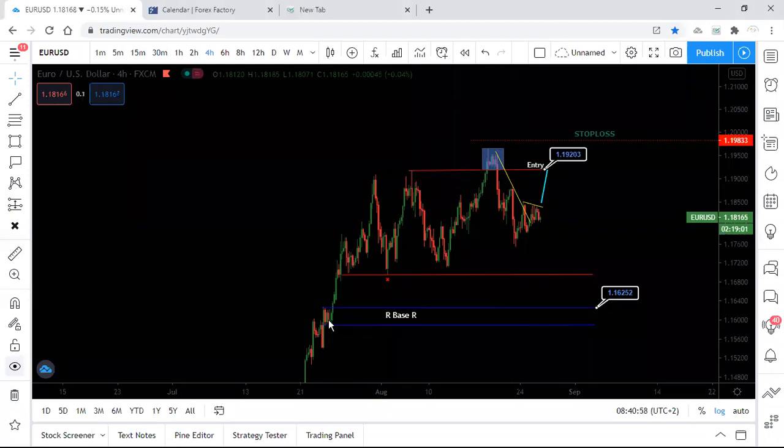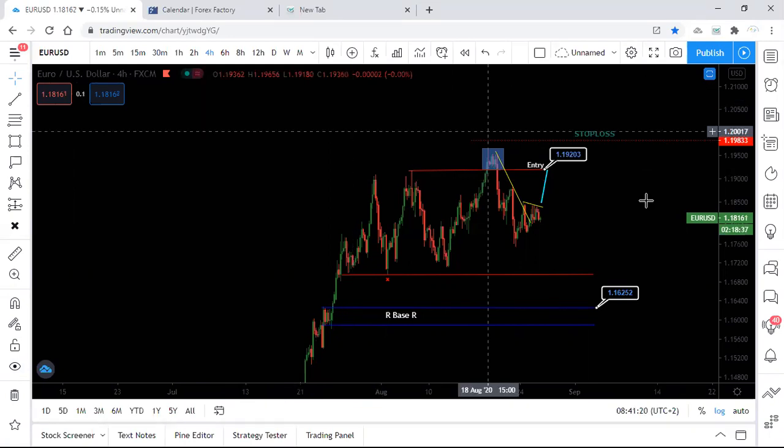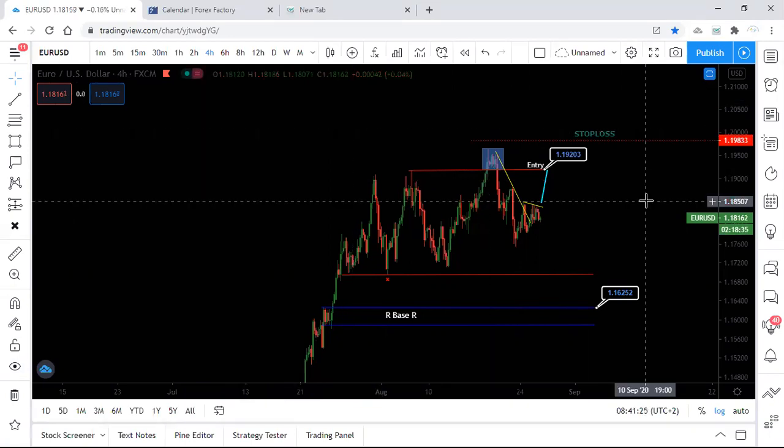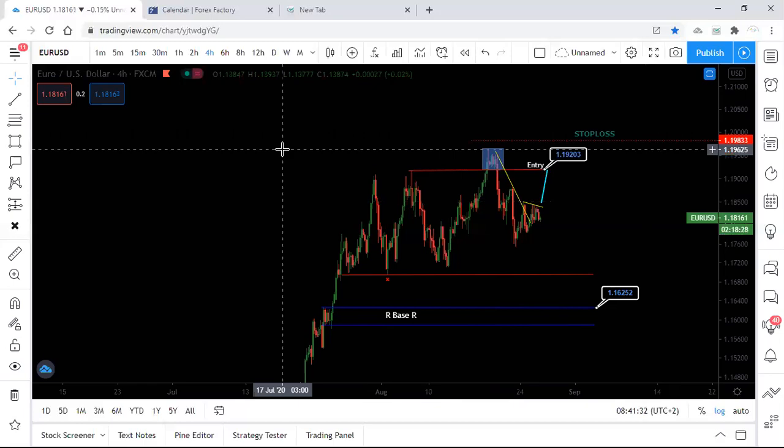We were expecting this to drop up to 1.16252 before we can expect any buyers from there. Right now, you can still sell this. You can still go down with this, and your stop loss will be sitting above that head over there, at 1.19833. That's what we were expecting to get on the Euro US dollar.